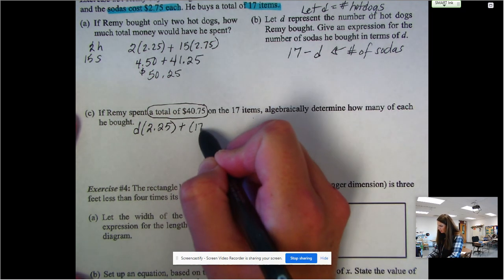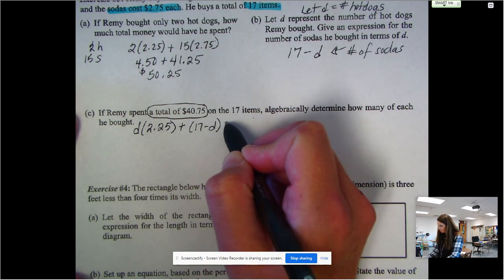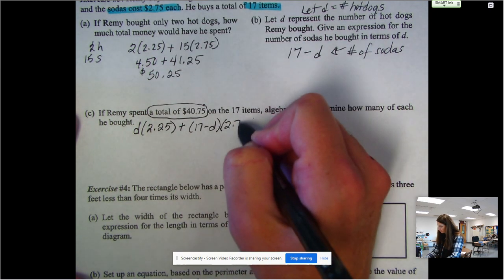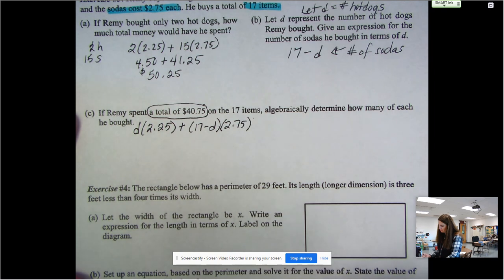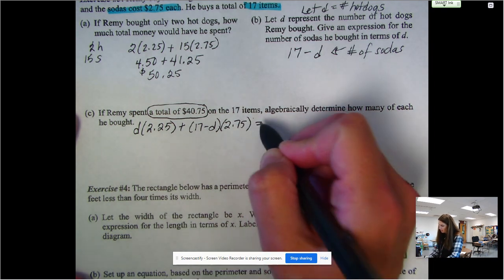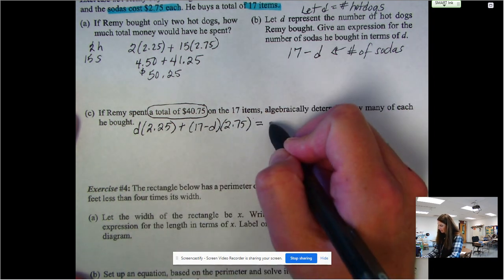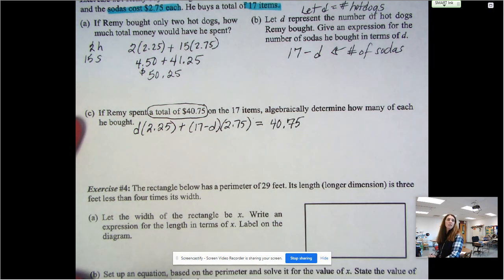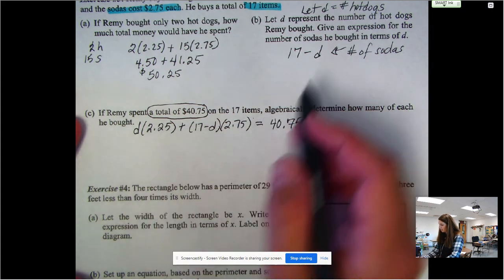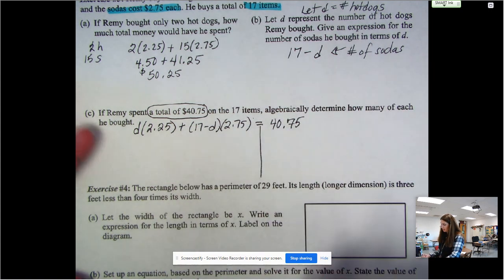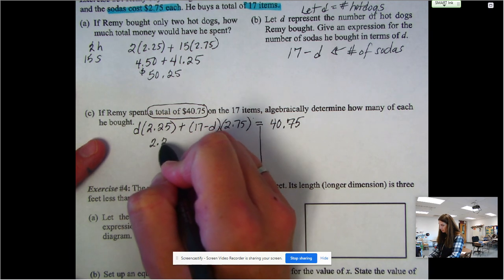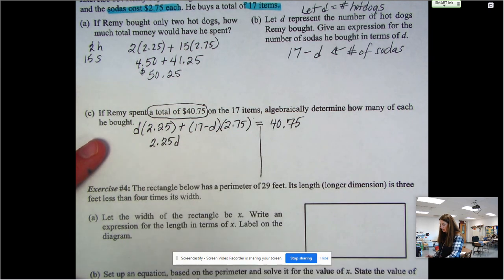times what is the price of the soda? $2.75. Okay. And when he buys that amount of each thing, he spends a total of $40.75. So a little bit messier because of the decimals, but we got this. Okay. We're going to flip these two around. We're going to make 2.25 our coefficient. We're going to make it look prettier.